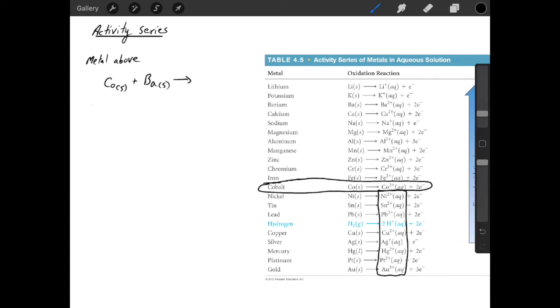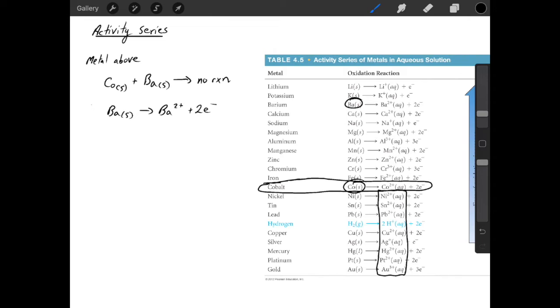This leads to no reaction. Barium is above cobalt solid on the table. Remember that this is supposed to be a redox reaction. So the thing at the top is easier to oxidize, so the barium solid has to oxidize. And if that happens, barium goes to barium 2+ and 2 electrons. So barium is oxidized, no problem there.